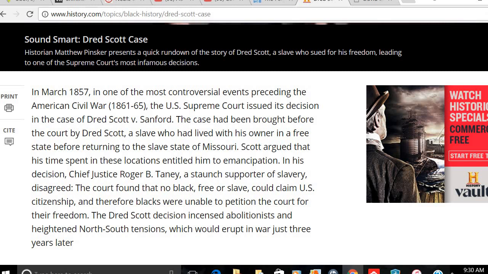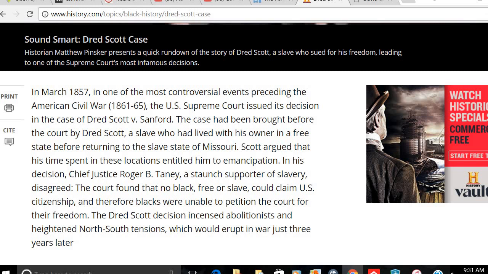It says Scott argued that his time spent in these locations entitled him to emancipation. And you know what emancipation means? Emancipation is just a change from one ownership to another ownership. It says in his decision, Chief Justice Roger B. Taney, a supporter of slavery, disagreed. The court found that no black, free or slave, could claim United States citizenship, and therefore blacks were unable to petition the courts for their freedom.